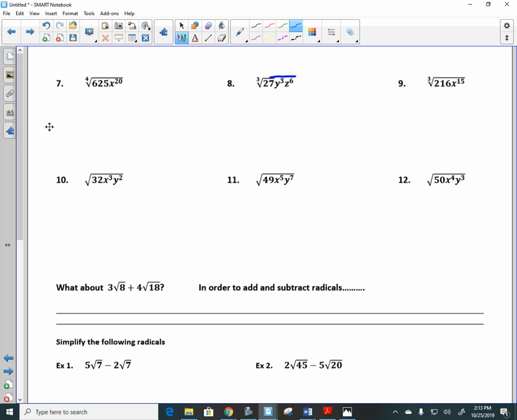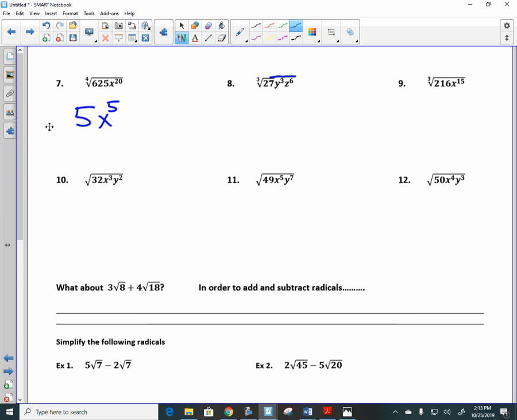Is 625 a perfect fourth? What is the fourth root of 625? It is 5. Is x to the 20th a perfect fourth? Is there something you multiply by itself 4 times to get x to the 20th? X to the 5.